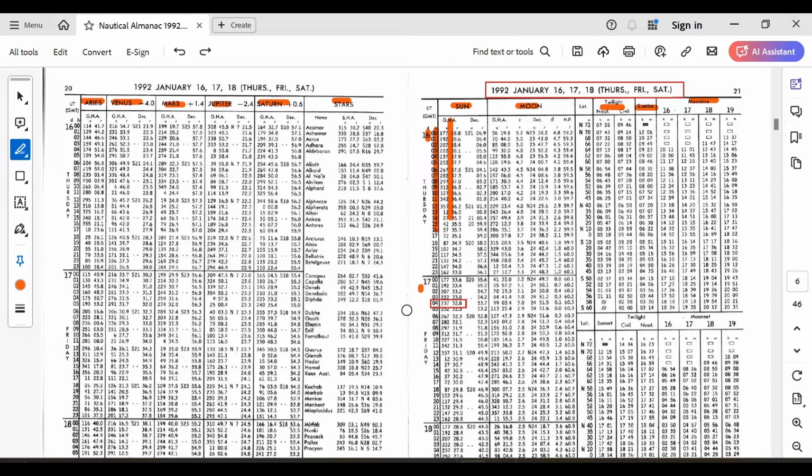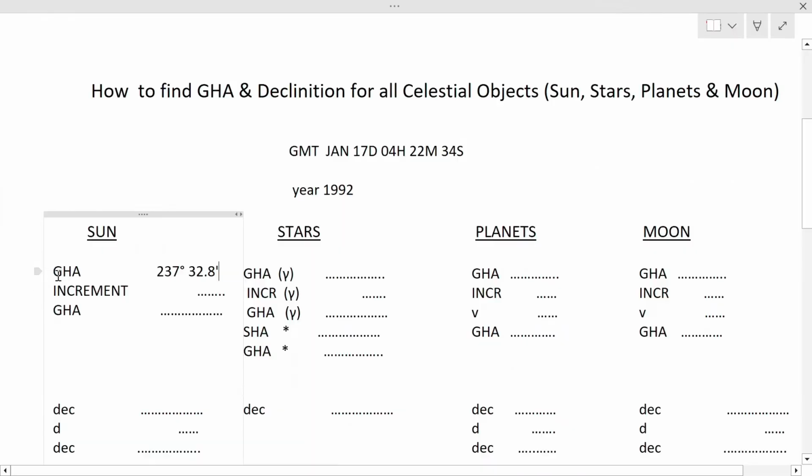The GMT was 04 hours, so this is 04 hours. So our GHA is 237 degrees 32.8 minutes. Now we have to find the increment, because this GHA is for 17th January 04 hours, but the Earth has rotated for 22 minutes and 34 seconds also. For that, we have to find the increment.